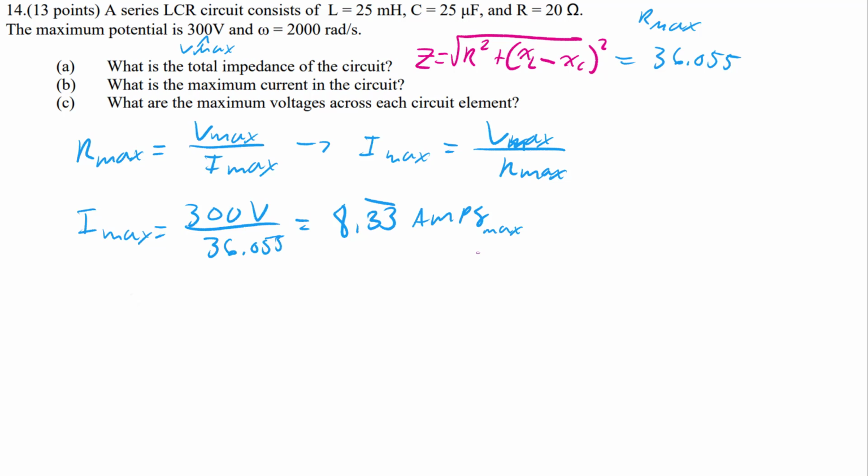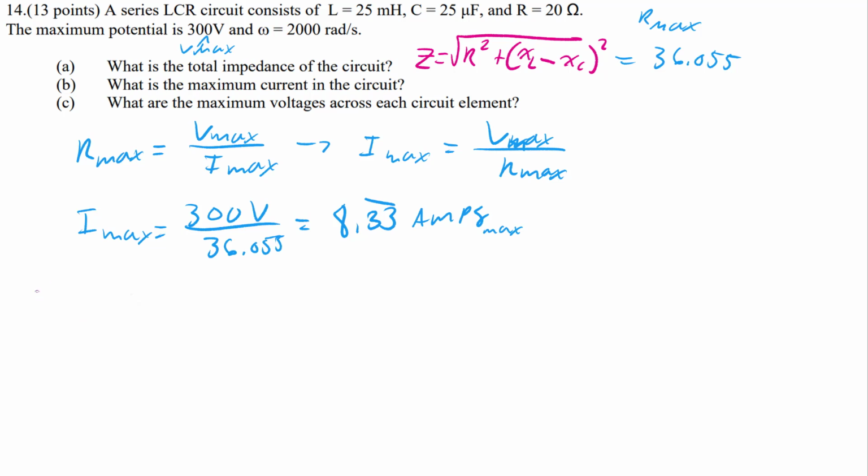Okay. What is the maximum voltage across each circuit element? What it means by circuit element is that for an LCR circuit, this is an element, that is an element, and that is an element as well. And notice that this is in series. And so in series, the voltage is not constant. Voltage fluctuates between each element. So we're going to have to figure out which one we have to solve for.